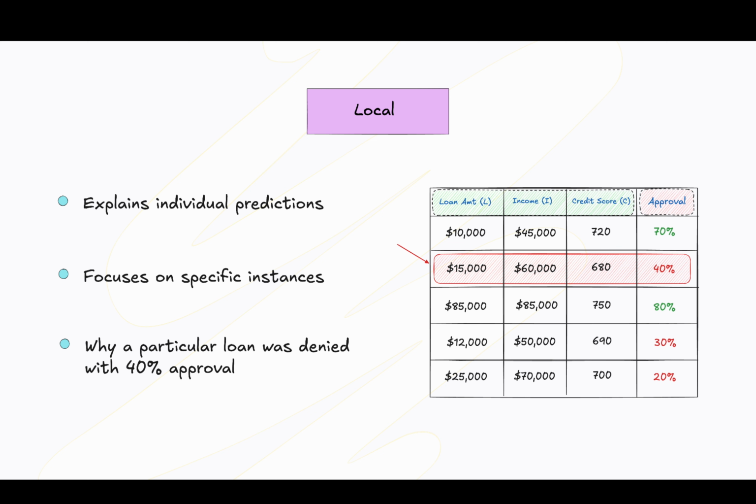Now, let's move to the local explanations, which focus on specific predictions rather than the entire model. For example, look at this row where the loan application had a 40% approval likelihood. Local explanations can tell us why this happened. In this case, it might be because of the applicant's low credit score of 680.